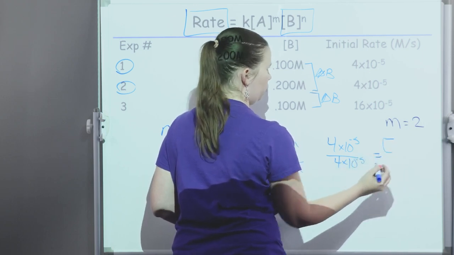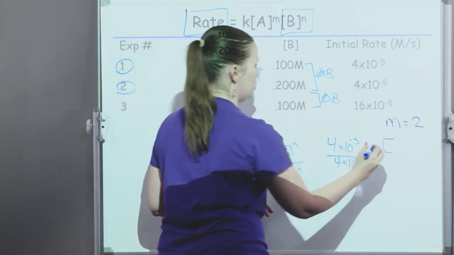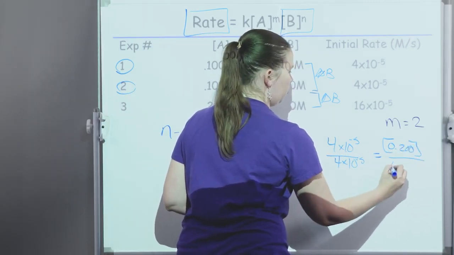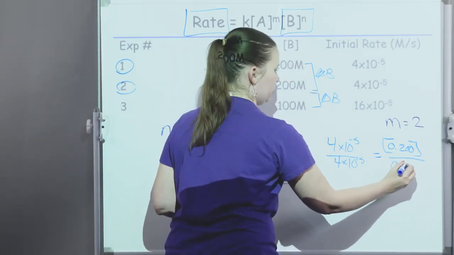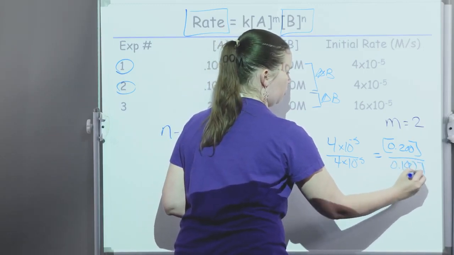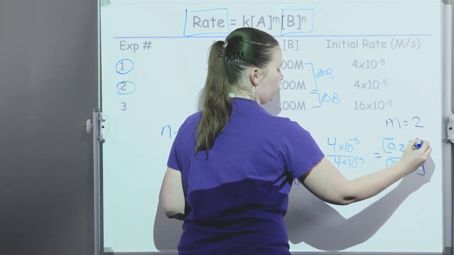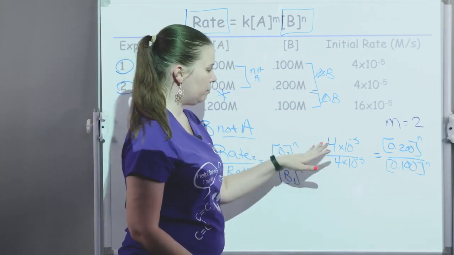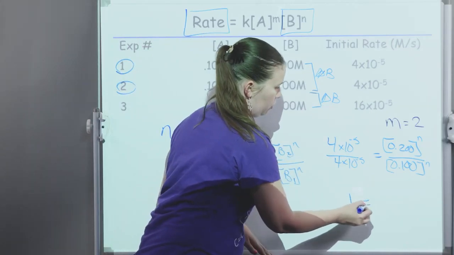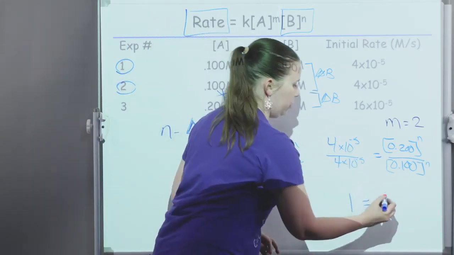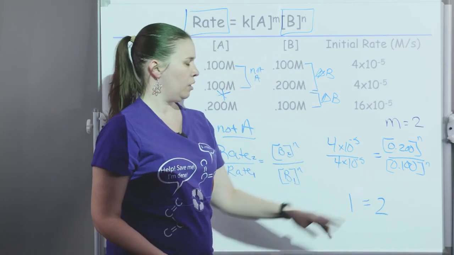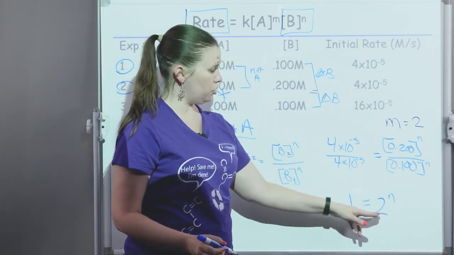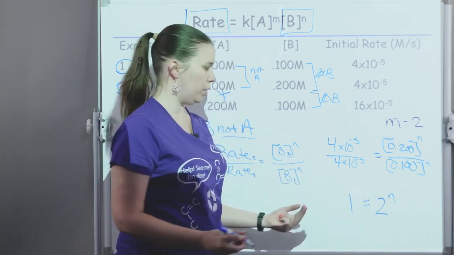The concentration of B in the second one was 0.200, and the bottom one was 0.100. And that is raised to the n power. So let's simplify. A number divided by itself is, of course, 1. And then 2 divided by 1 is 2. And my exponent is on the 2. So the question is, 2 to what power gives me 1?